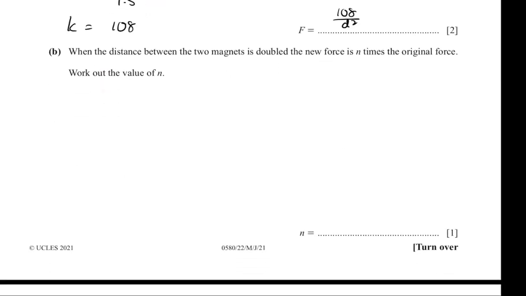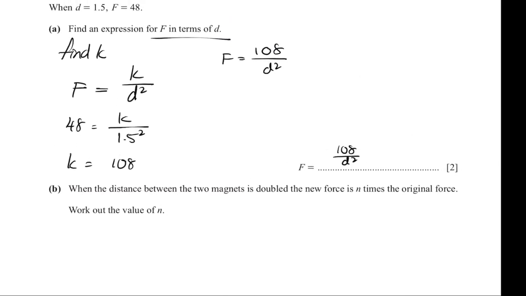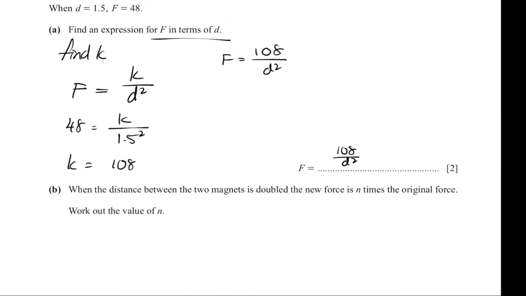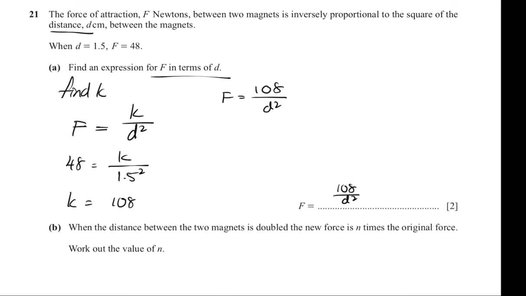When the distance between the two magnets is doubled, the new force is N times the original. Work out the value of N. When the distance between two magnets is doubled, the force is N times the original force. When the distance is double, what's the distance? Okay. When the distance is double, the new force is N times.